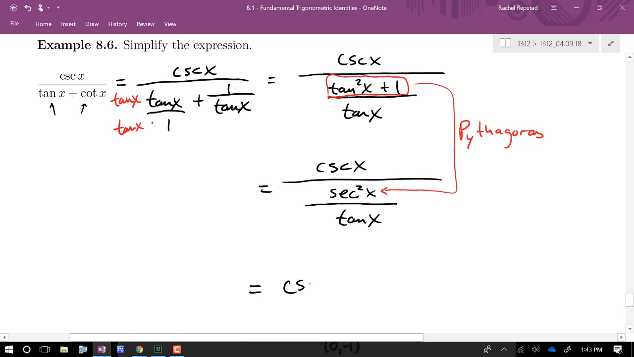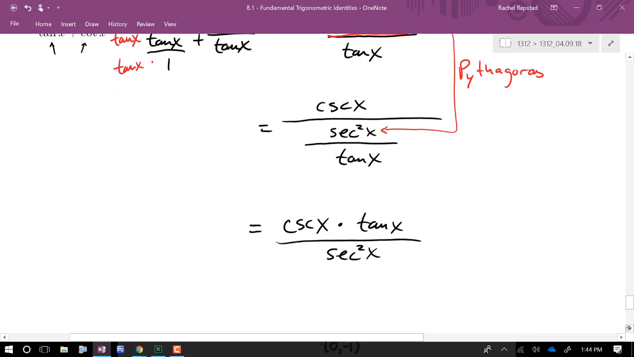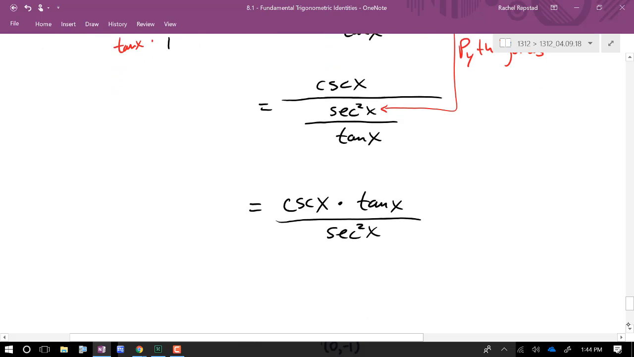Yeah, yep, let's try that. So cosecant x times tan x over secant squared x. Now, I gotta tell you, we definitely made progress in that now we have a single fraction right here, but it still has 3 trig functions. At least it doesn't involve addition or subtraction though. So we're still making progress. We're hoping to boil this down to something that ideally might just have 1 trig function.